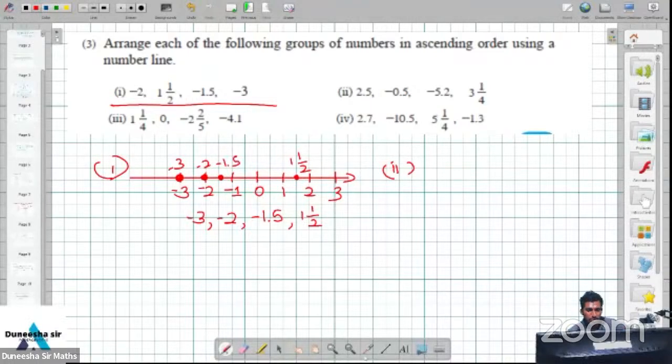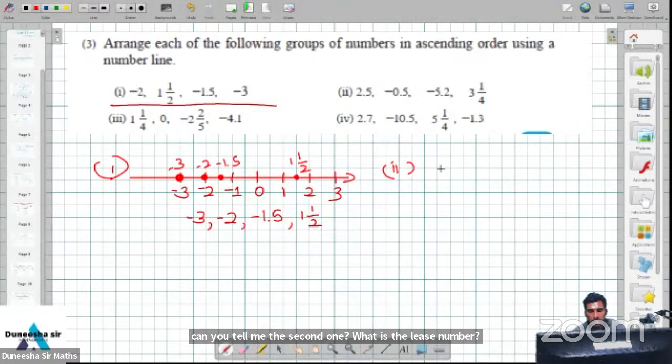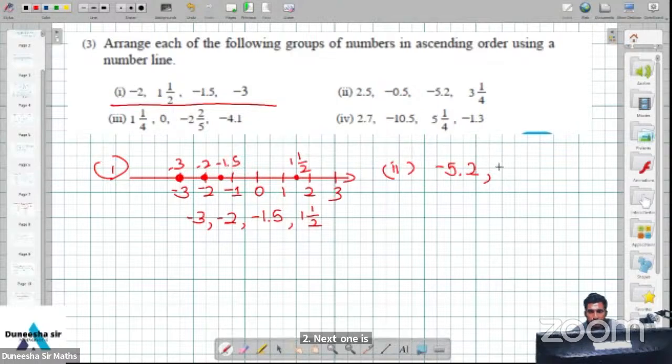Okay. Can you tell me the second one? What is the least number in the second one? -5.2. Next one is -0.5. Yes. Next one is 2.5. Next one is 3 and 1/4. Okay. Third one.